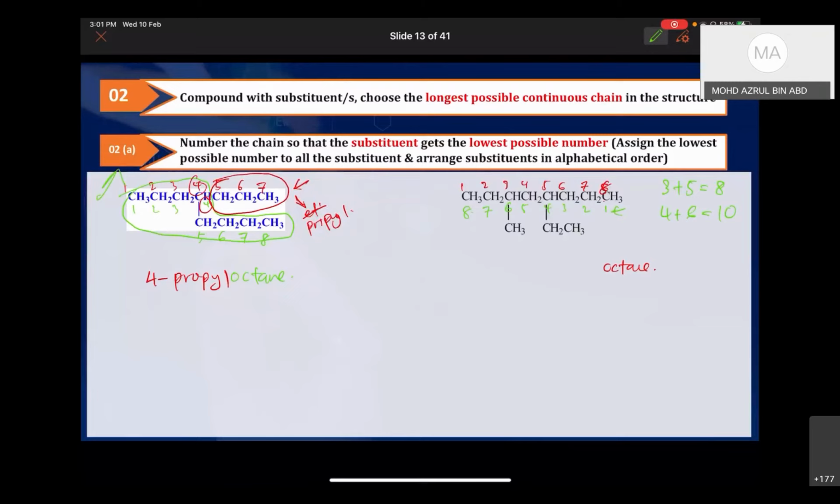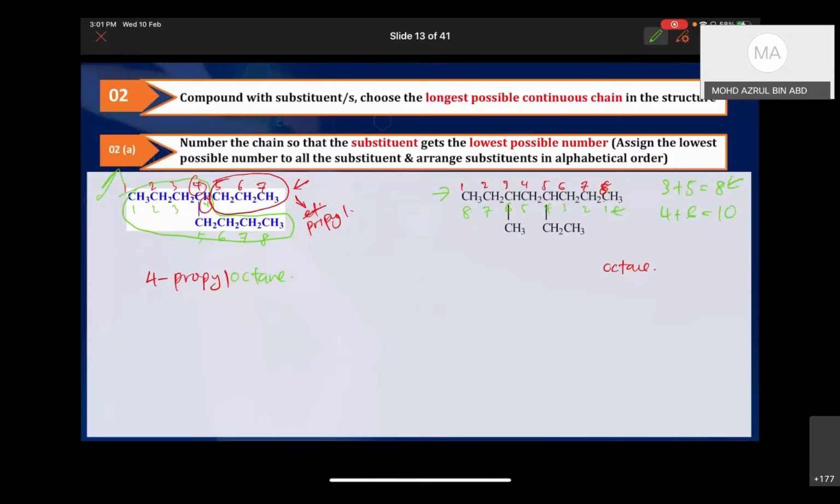Okay, based on these rules, which one I will choose, the red one or the green one? Red. Red one. Yes, the red one, because it gives the lowest number of substituent here. Okay, the lowest number of the location of substituent, which is 8. So which means we follow the red one. So then we can name the compound.